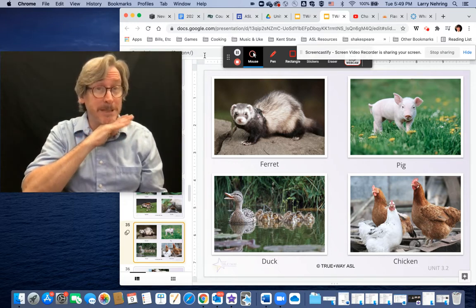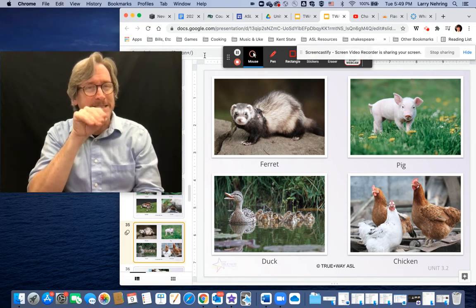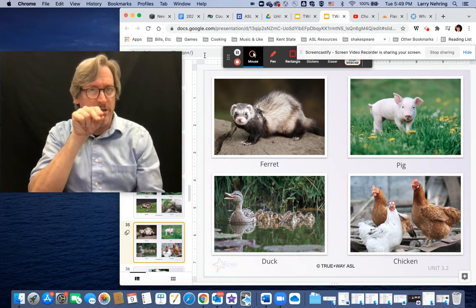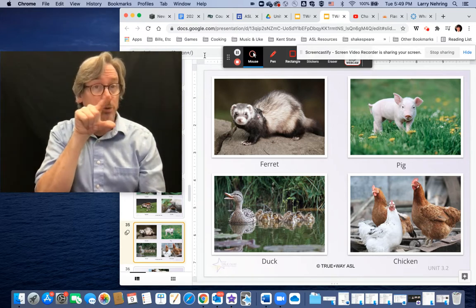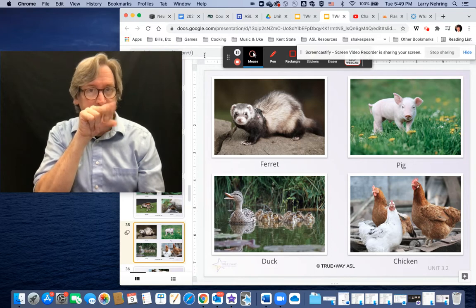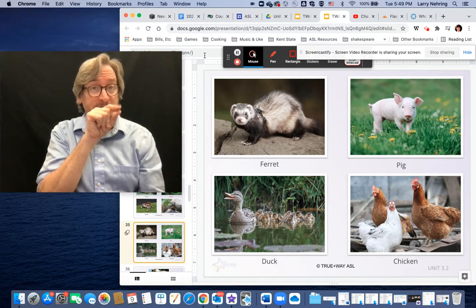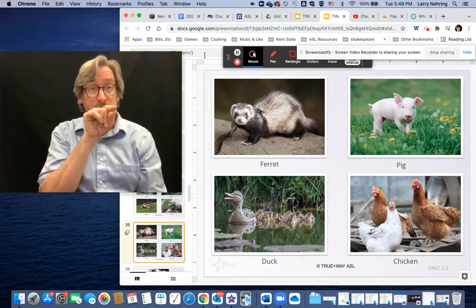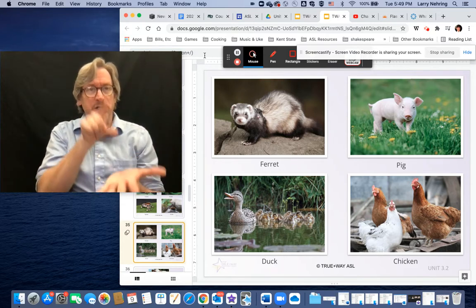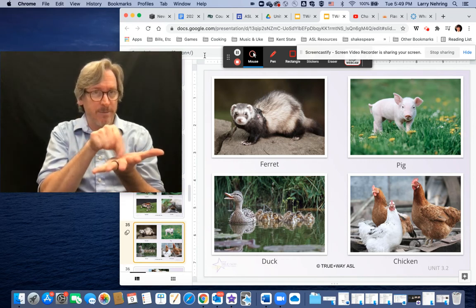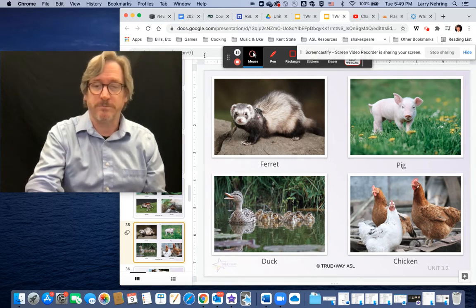Pig. Look, a pig. Duck. Some people will sign duck with a beak. It's like the sign for no, but in front of the mouth. So bird, duck. Chicken. The sign for chicken is also the generic sign for all birds. The older sign for chicken was this, a bird that eats off the ground, pecks off the ground. Now most of the time, everything tastes like chicken, right? Chicken.